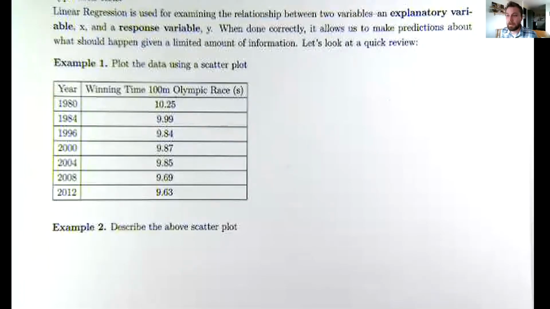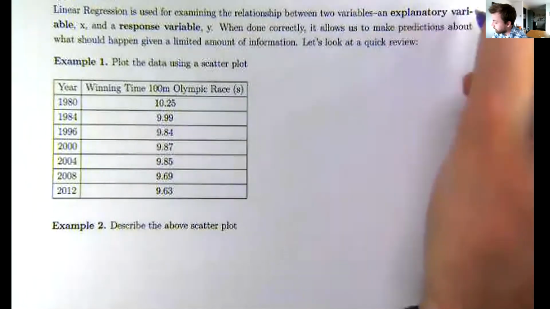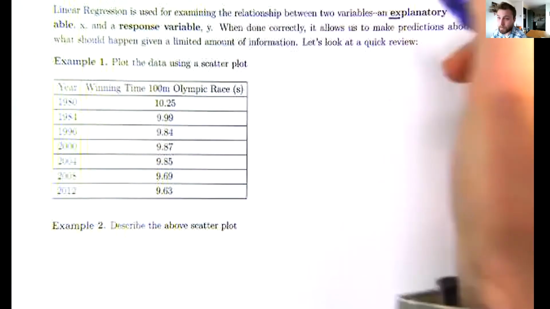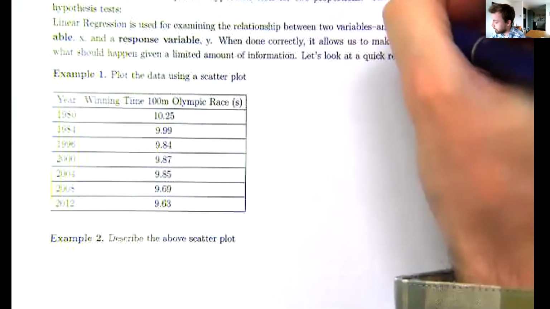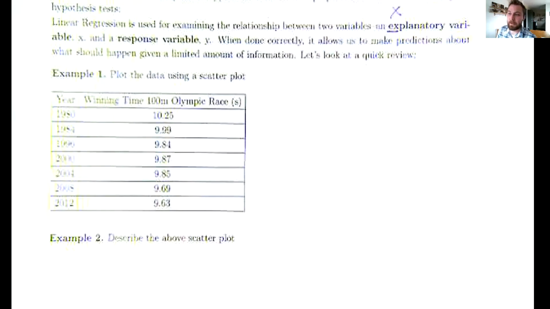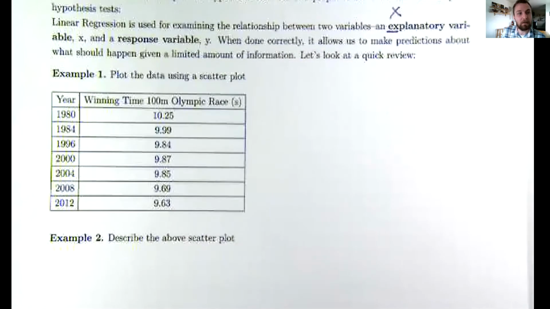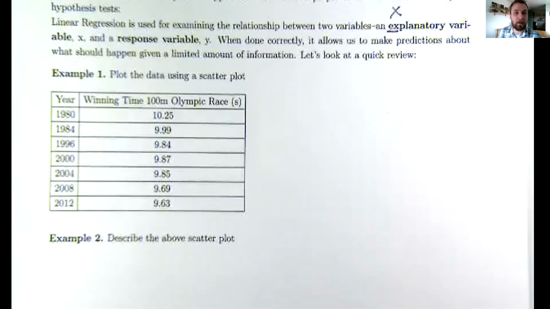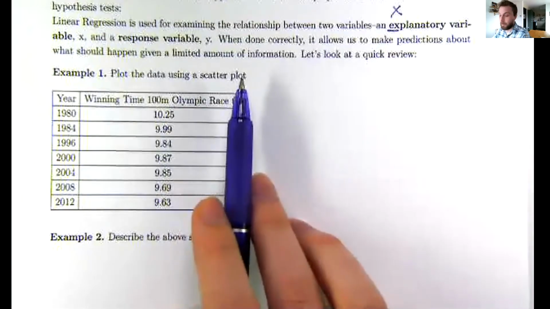Lesson 13 looks at linear regression. Linear regression is used for examining the relationship between two variables. You have an input variable, the explanatory variable. This is your independent variable. And I remember that this is x because it starts out as explanatory. And we also have a y value that's linked to it. The y value is called the response variable or the output or the dependent variable. Any of those phrases mean the same thing.